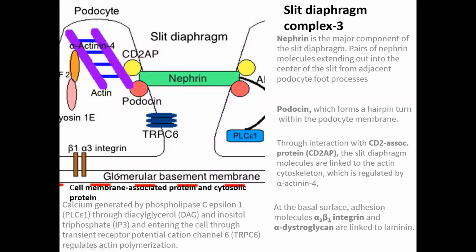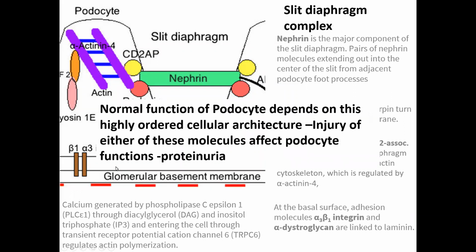So one should know the molecules involved in the slit diaphragm of the podocyte. The normal function of the podocyte depends on this highly ordered cellular architecture. Injury to any of these molecules affects podocyte function and may cause proteinuria.